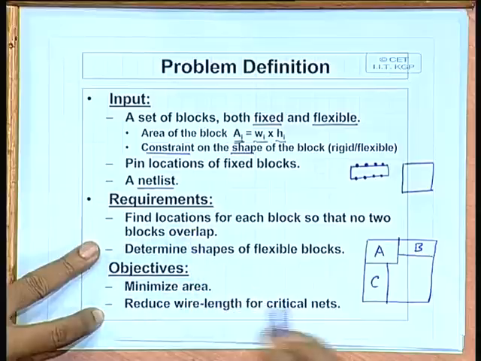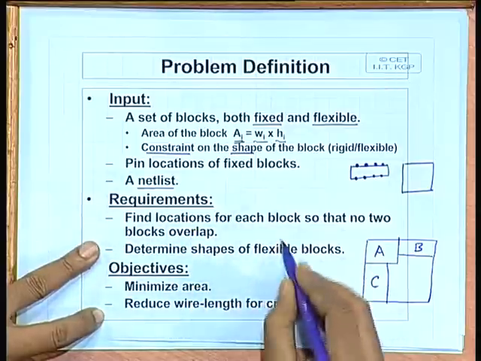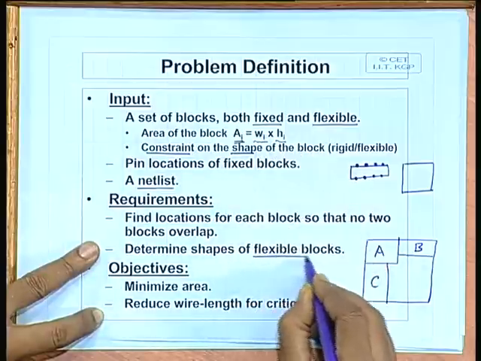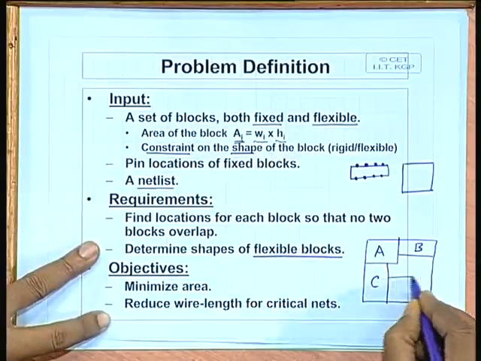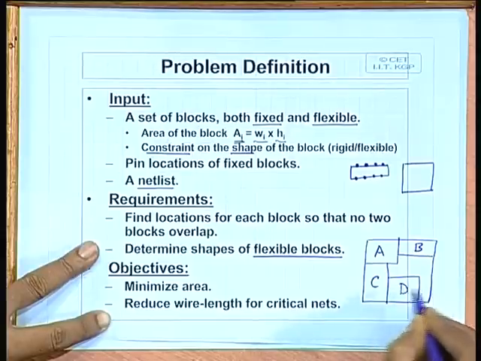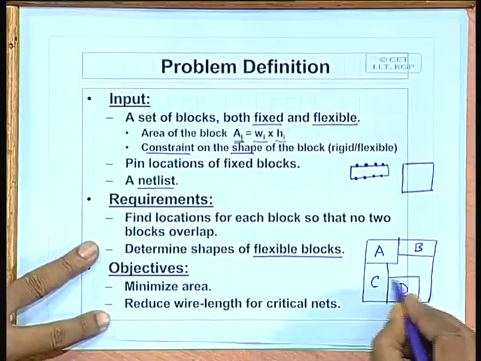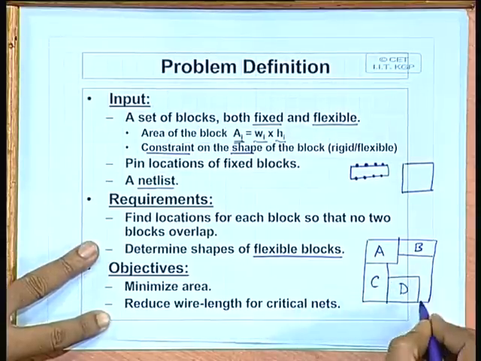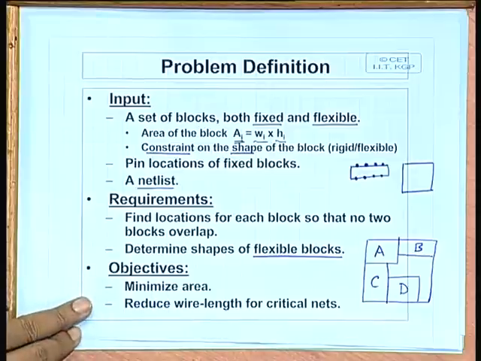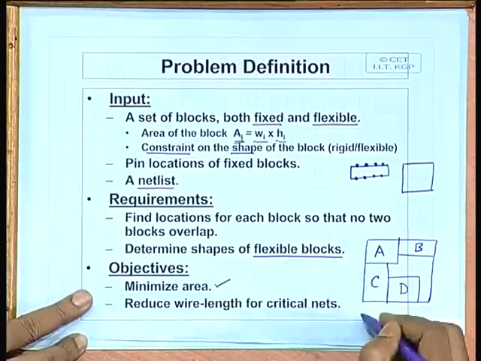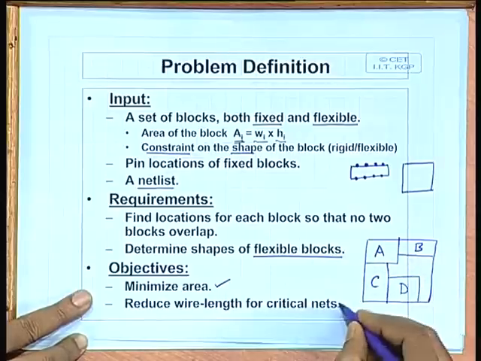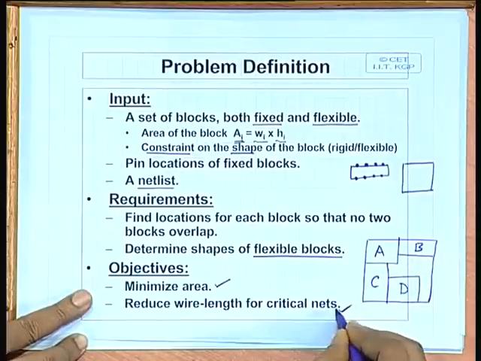And also, as part of the floor planning, if there are some flexible blocks, at the end of the process we will also get the shapes of the flexible blocks. Suppose D was flexible, but when you place it finally, we will say that D will have to have a shape like this. And of course, objectives can be many, we will look into objectives again, but typically the objectives are to minimize area, the total area of the floor plan, and to reduce the wire length for critical nets in order to minimize the delay.